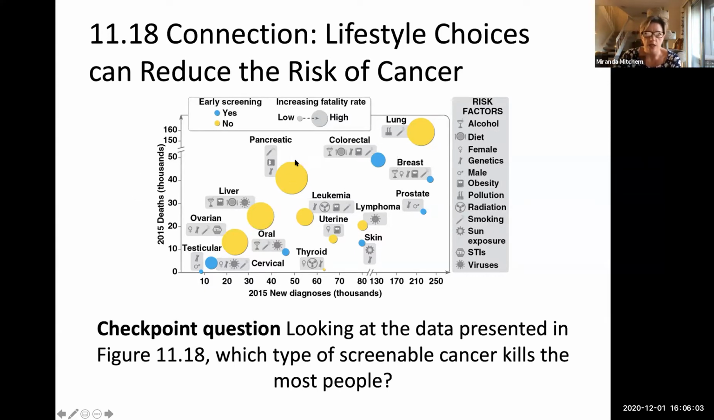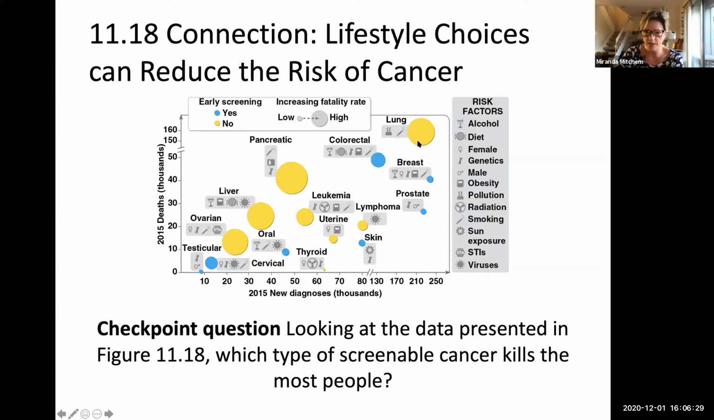So the yellow means that there is no early screening available, where blue means there is. So for pancreatic cancer, there is not an early screening. That's why when people are diagnosed with pancreatic cancer, there's usually not much that's done. Notice how high the death rate is with pancreatic cancer.